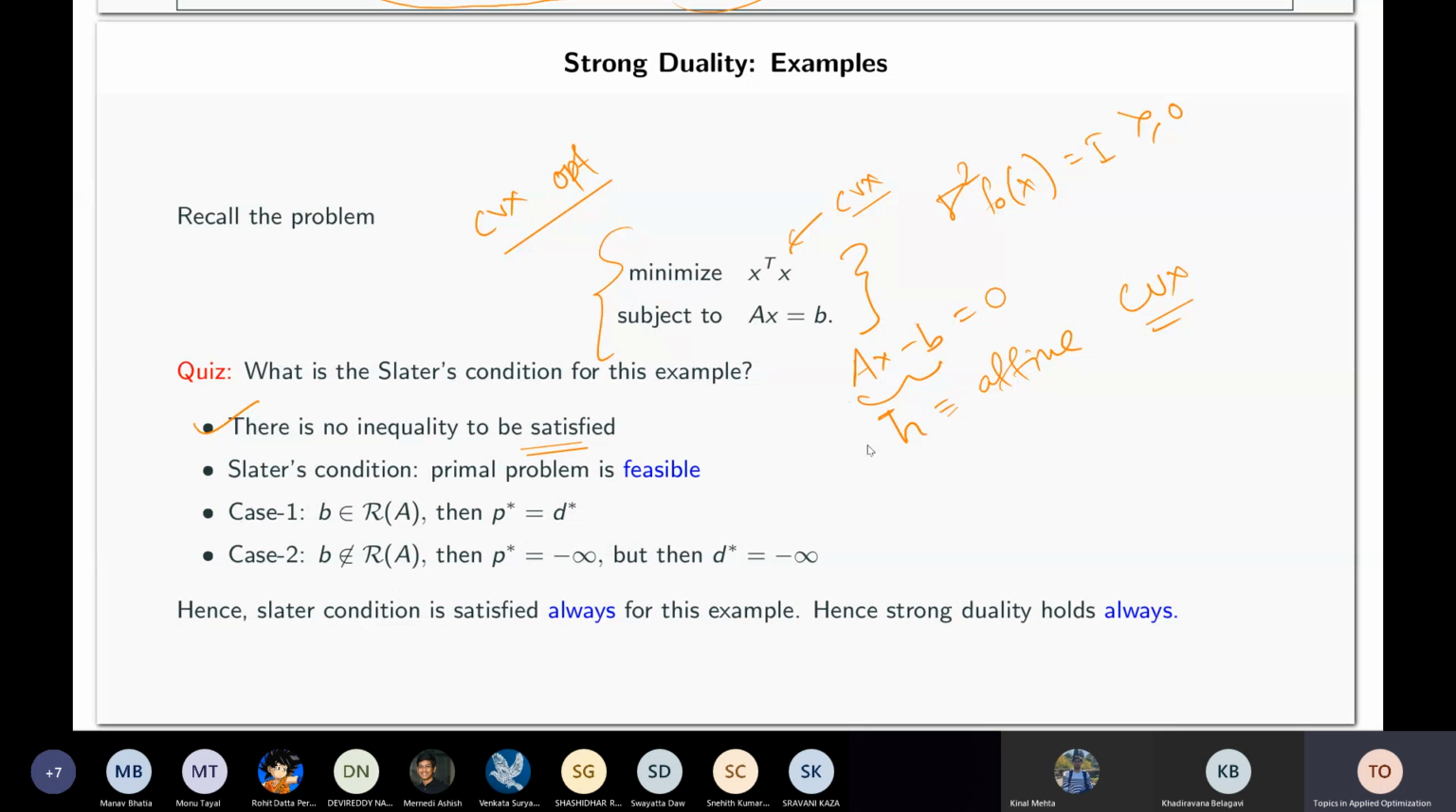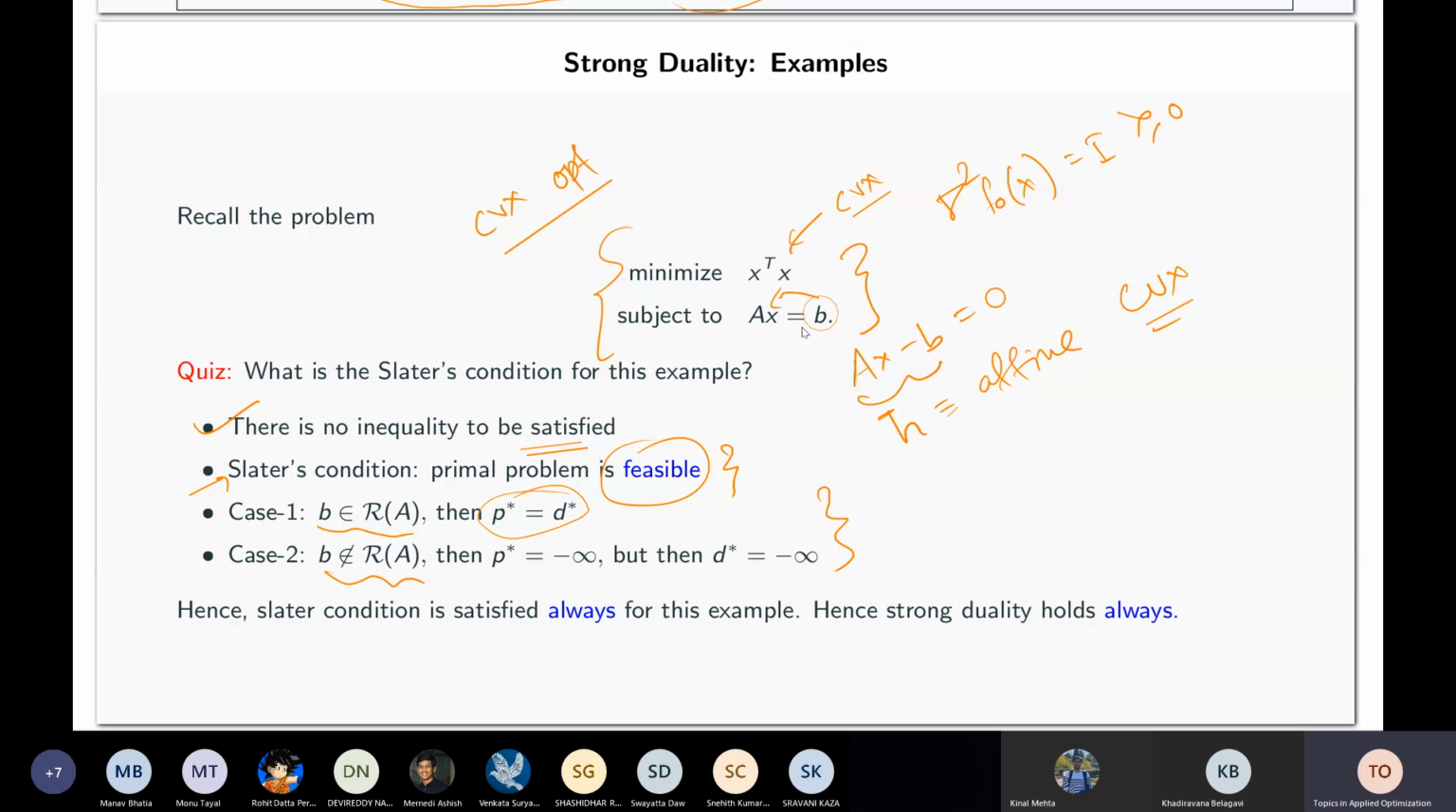So the only thing you should be worried about now is whether this problem is feasible or not. There is a feasibility check going on here. B should be in the range of A, so that there is some feasible set. In other words, there is a solution X for this system. Then there is some domain over which I'm going to minimize. These are just additional checks. If B is in the range of A, then the Slater condition just holds, because the inequality constraint is not there. The only thing we have to check is whether everything is feasible. That is a standard check for any optimization problem anyway. So if B is in the range of A, then P star must be equal to D star.